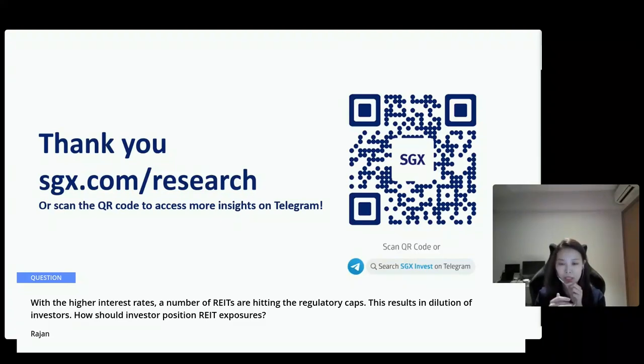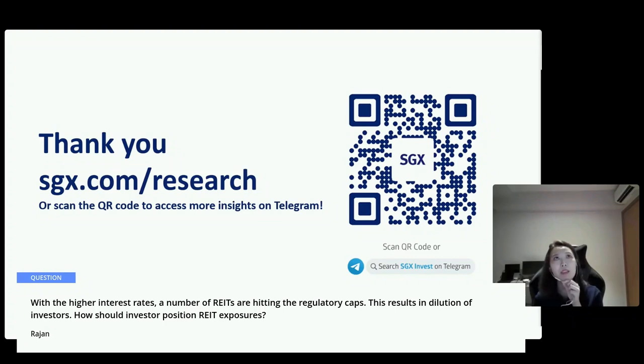Most of the REITs actually have not hit that. The average across the sector is about 38% right now. Of course, Manulife announced recently that they've hit the max and went above the limit.